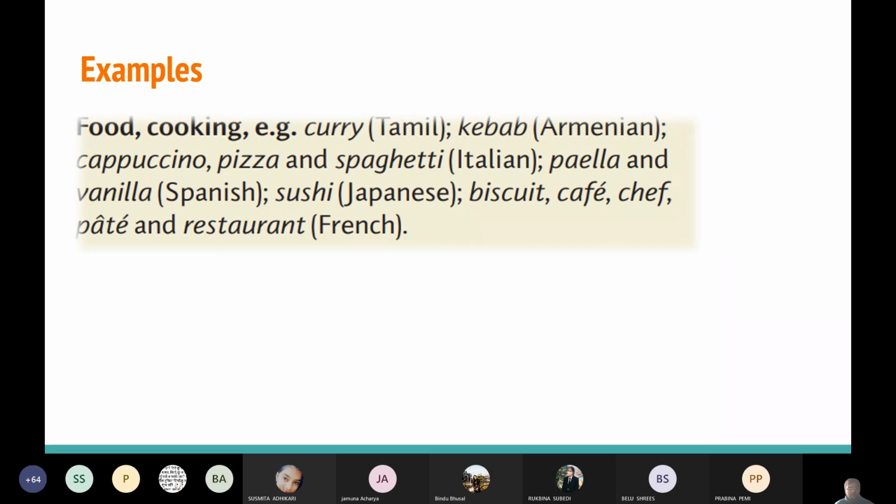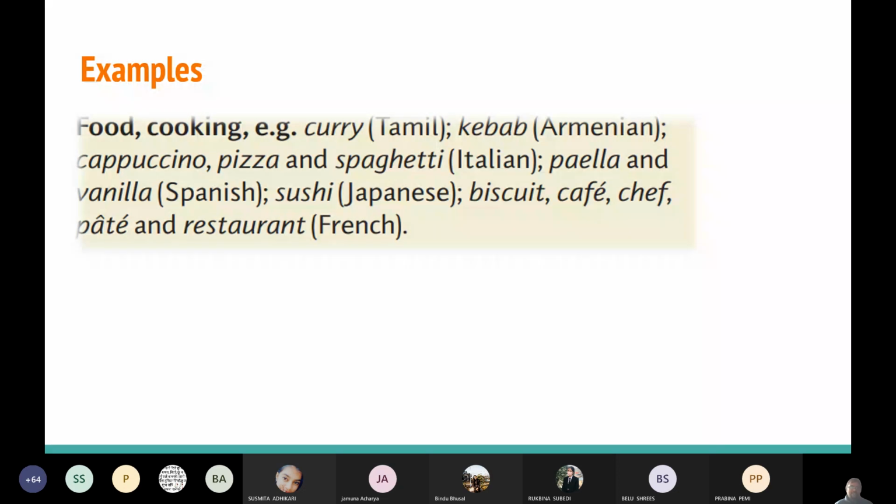Cappuccino, pizza, and spaghetti are taken from Italian words. Paella and vanilla, which we use in ice cream, are taken from Spanish words. Sushi is taken from a Japanese word. Biscuit, cafe, chef, pet, restaurant: we often use these, and they are taken from French words.